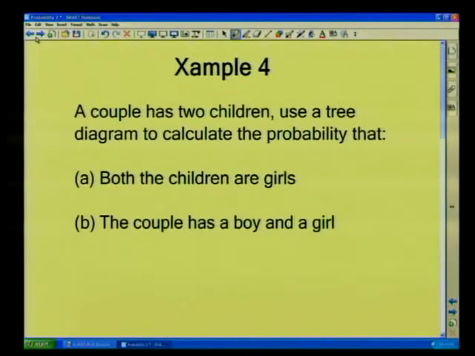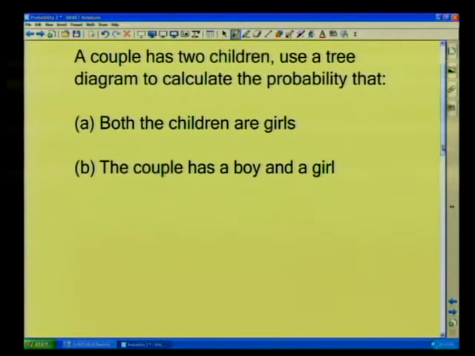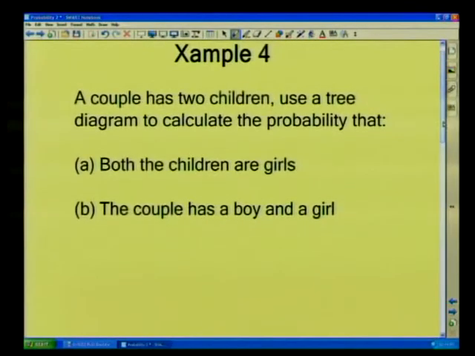Right, let's look at example 4. A couple has 2 children. Use a tree diagram to calculate the probability that both children are girls and that the couple has a boy and a girl. They say use a tree diagram, but there's no tree diagram here, so it's up to you to actually draw that tree diagram. So let's have a look.